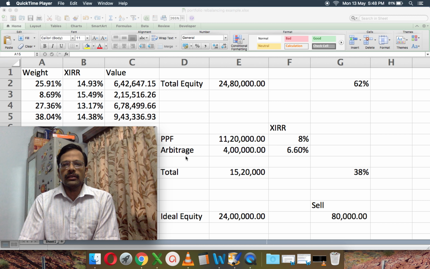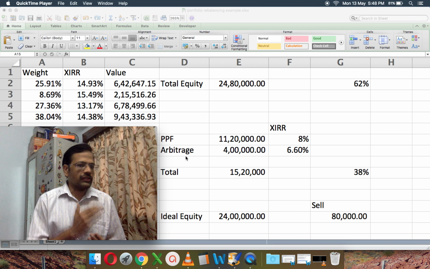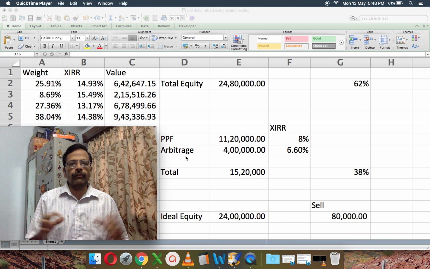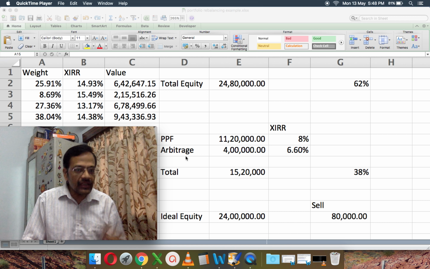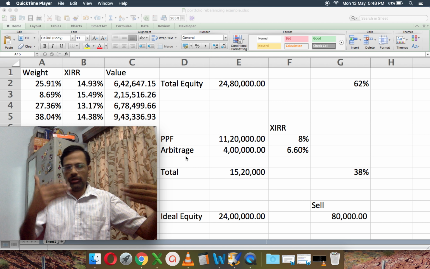So what is rebalancing? To rebalance, first of all, you must have your desired asset allocation in mind. So you must say, for my portfolio, for this year in investment, I must have, let's say, 60% in equity and 40% in fixed income.